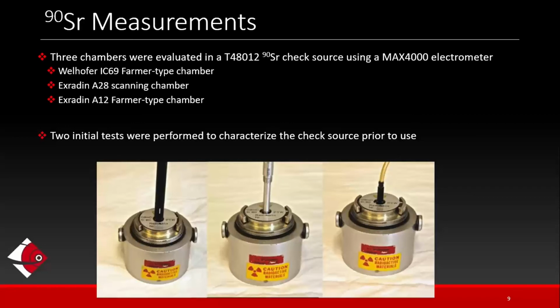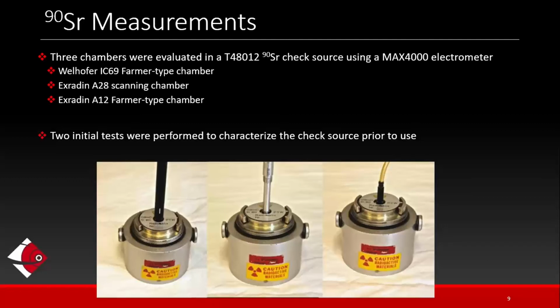3 chambers were used for the strontium-90 methods: the Wellhofer IC69, XRAD and A28, and XRAD and A12 farmer chambers. They were evaluated in the strontium-90 check source shown below. The IC69 and A28, in the middle and right respectively, were inserted such that the tip of the chamber was resting on the bottom of the check source well.